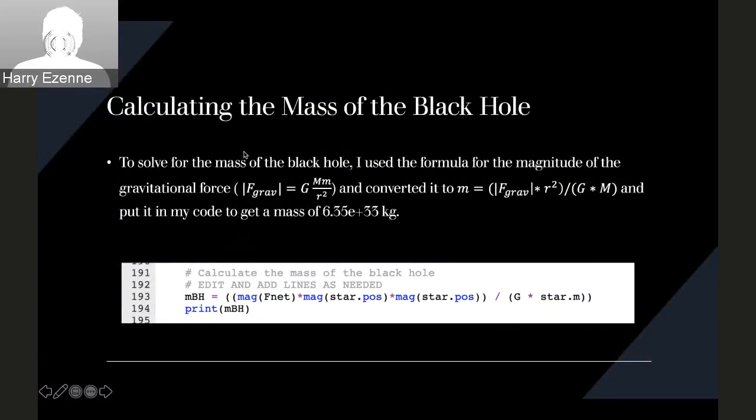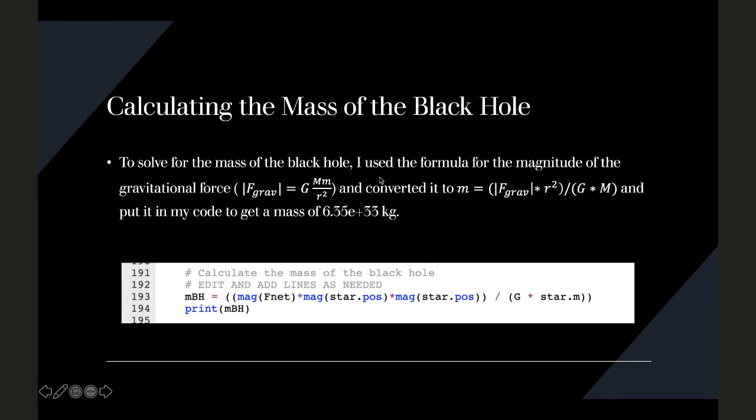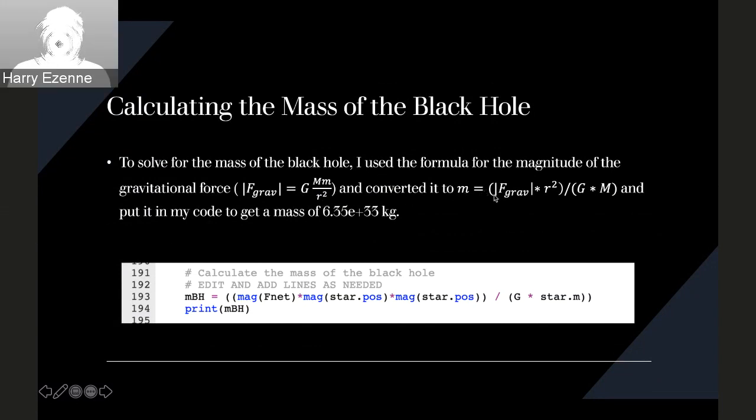Calculating the mass of the black hole. To solve for the mass of the black hole, I use the formula for the magnitude of the gravitational force, F grav is equal to G M m over r squared, and converted to M is equal to the magnitude of the gravitational force times r squared divided by G times m, and put it in my code to get a mass of 6.33 e to the positive 33 kilograms, as shown here.